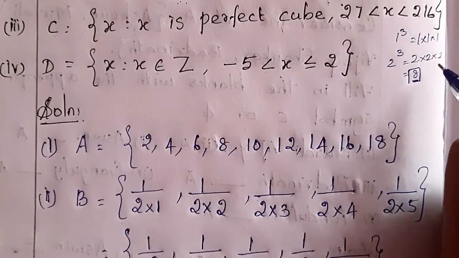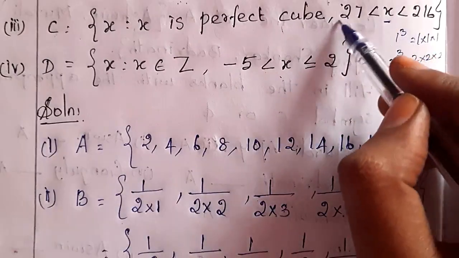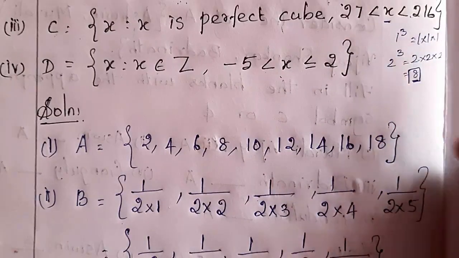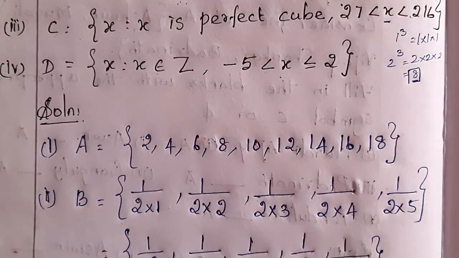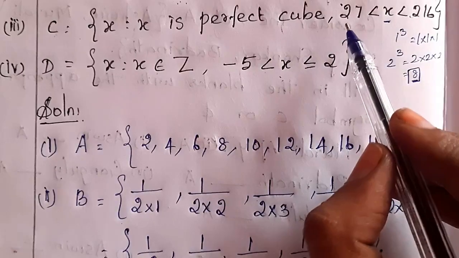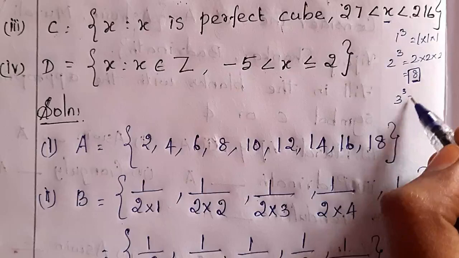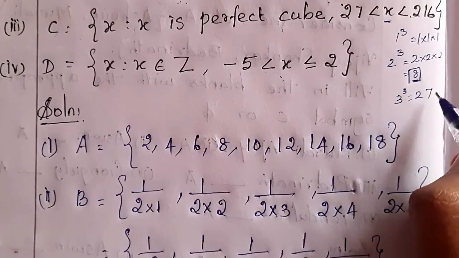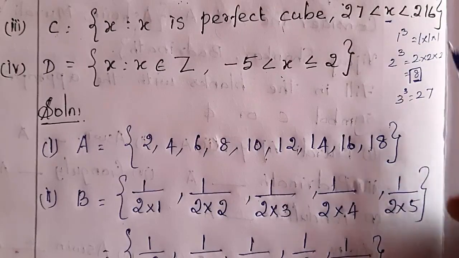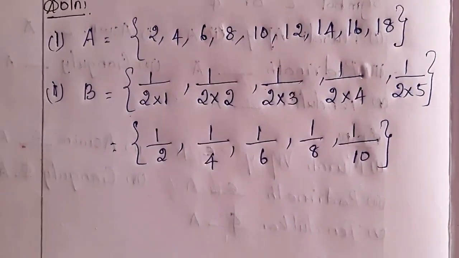So like that we have to find out. But our x value should lie between 27 and 216. So I'm asking you whether this 27 is a cube number or not. Yes, 27 is a cube number. Actually 27 is 3 cube, 3 cube equal to 27. So we should not choose this 27. We have to choose the next one after 27 up to before 216.